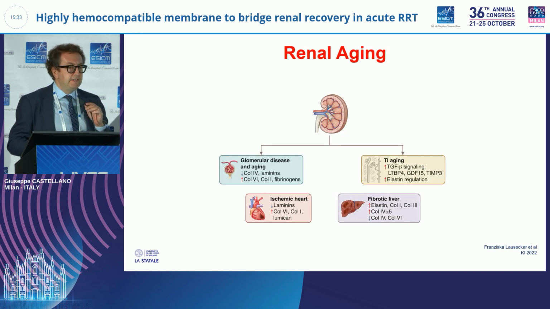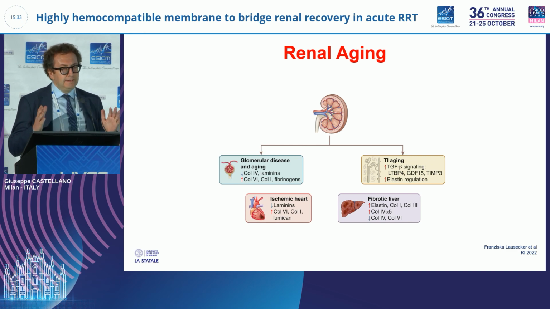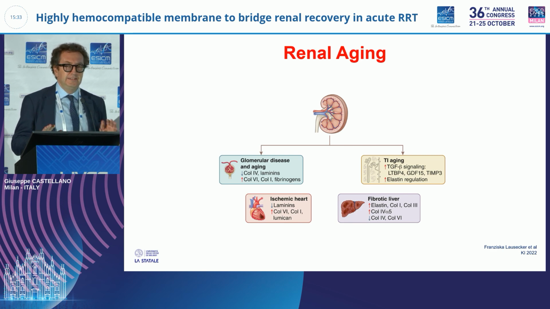During disease, there is renal aging. And this is an acute form of disease in which, for example, at the glomerular level, there is a downregulation of collagen 4 and upregulation of collagen 6. And at the tubulointerstitial level, there is upregulation of TGF-beta or elastin. What is interesting is that also in other organs, the aging phenomena, like in ischemic heart or in fibrotic liver, are exactly the same. So if we have some drugs interfering with this process of aging in one organ, we can expect that this drug will also work in other settings.